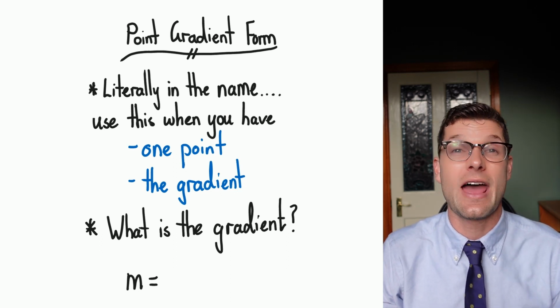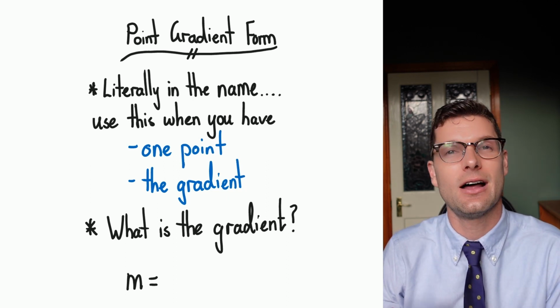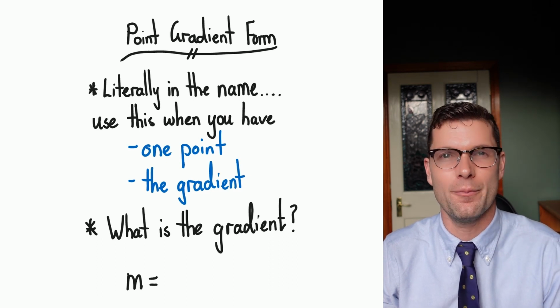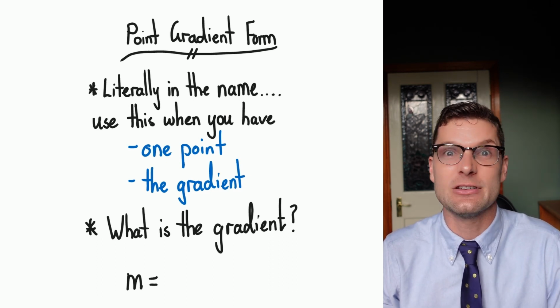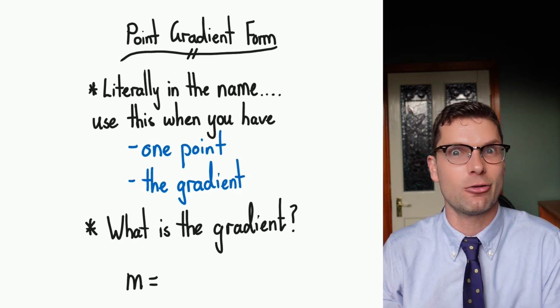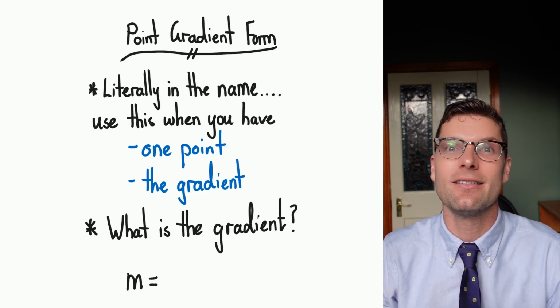Today we're going to learn another form of linear relationship, or how to write something if we're given a little bit less information. This one's called the point gradient form. Literally, this form happens when we are given exactly 1 point and the gradient. So for the point gradient form, we've got a point, the gradient, and we've got to write it as an equation.